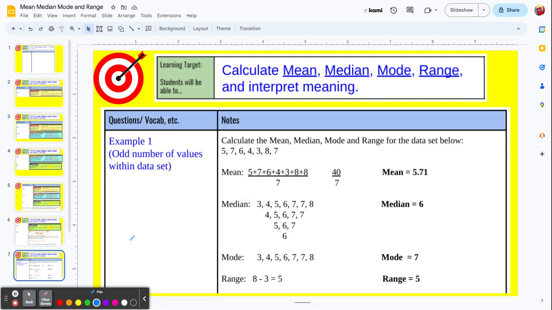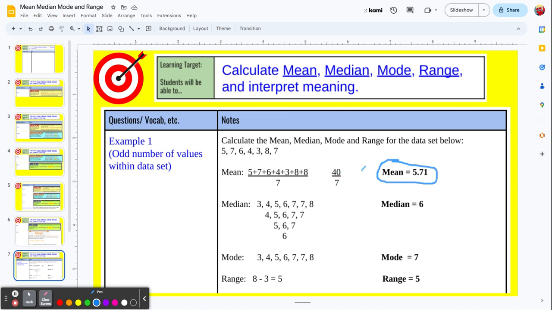Here's example 1. So you'll probably get a problem like this where it says calculate the mean, median, mode, and range for the data set. In this example 1, we're using an odd number of values within the data set. There happen to be 7 values in there. So to find the mean, we simply add up those 7 numbers. You get 40, and we divide by the number of values, which is 7. So 40 divided by 7 is our mean of 5.71.